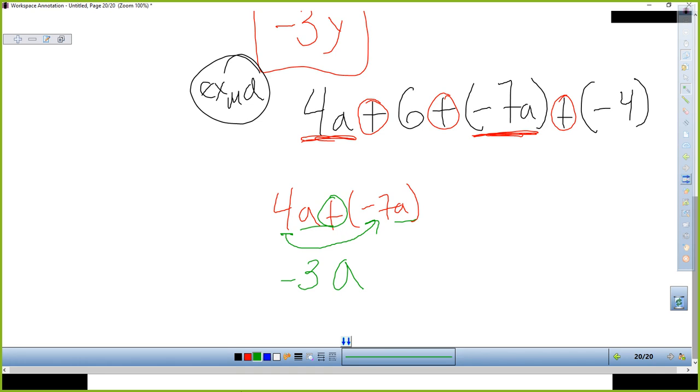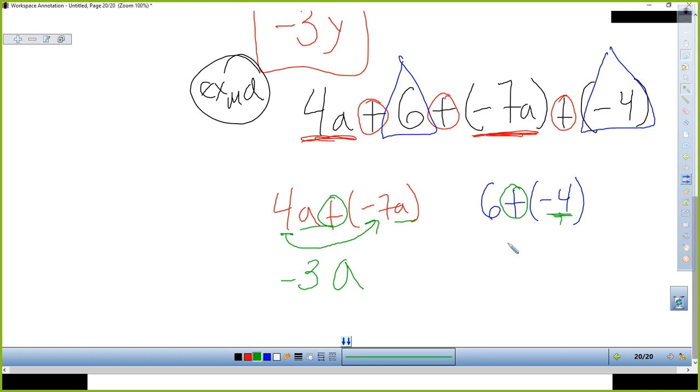Alright, next. I have 6 here. Just a number. Is there another one that's just a number? Yeah, this one. So I'm going to write 6 plus negative 4. Do we have addition? Yes. Opposite signs? Yes. Smallest number is this one. This cancels 4 of these, and we're left with 2. And we just put a plus, and we're done. Alright. Not bad.